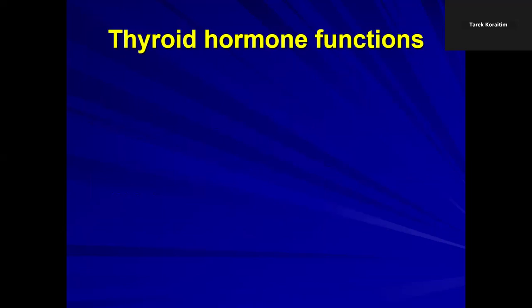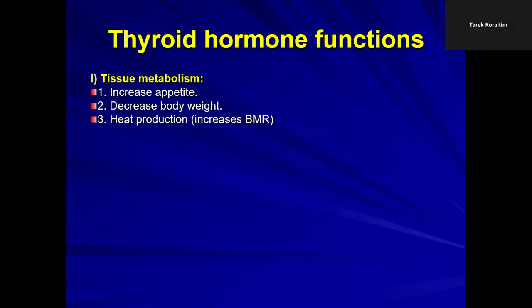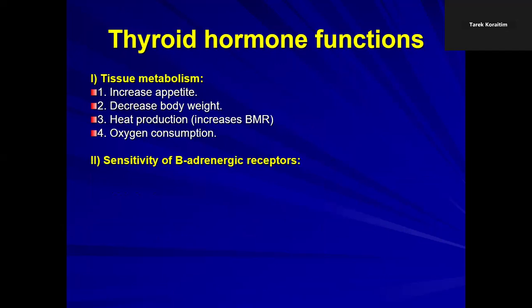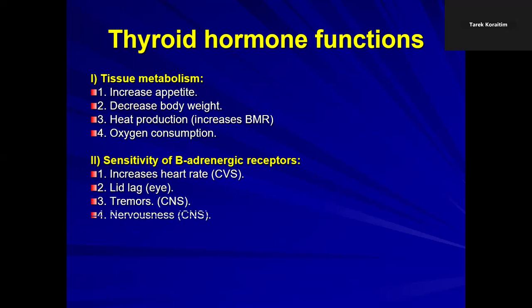The functions of the thyroid hormones include tissue metabolism, which means increasing appetite, decreasing body weight, increasing heat production by increasing the basal metabolic rate, and increasing oxygen consumption. It also increases the sensitivity of beta adrenergic receptors so that it increases heart rate. It might cause lid lag due to stimulation of the sympathetic part of the muscles of the upper eyelid, known as the Müller muscle, and it can affect the CNS in the form of tremors when they are more than needed. Also, it might cause nervousness.